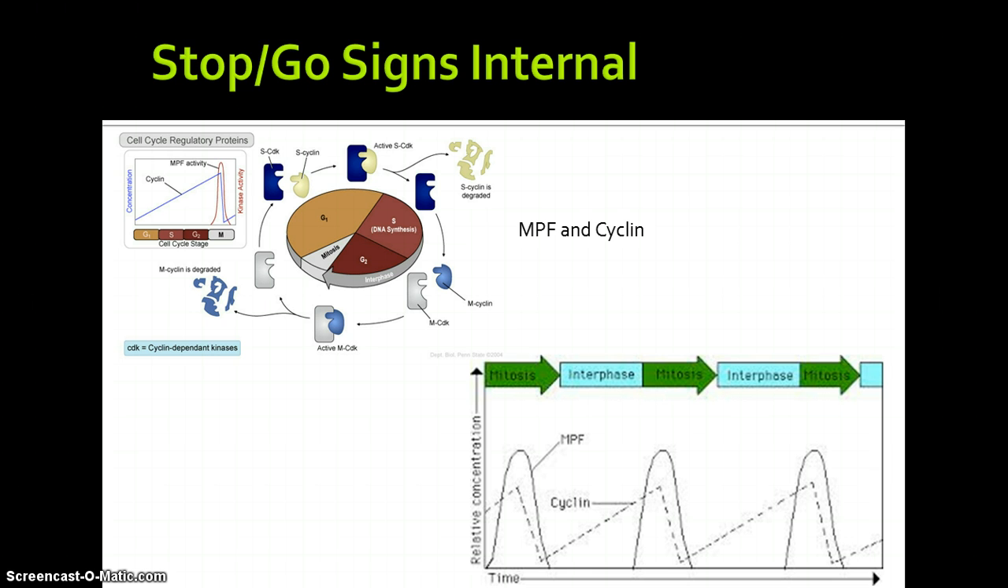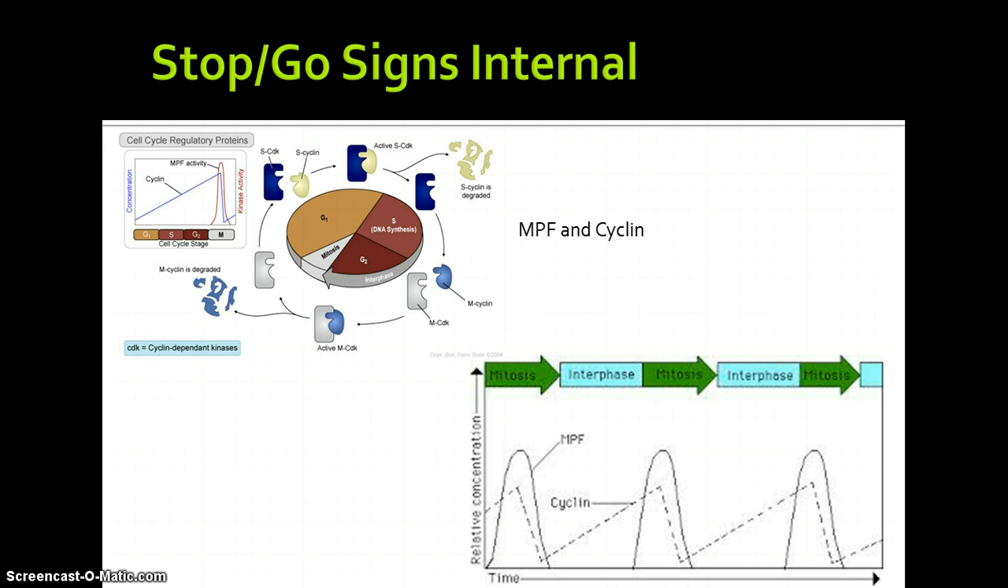So this diagram, or the graph on the right side, shows how the concentration of MPF fluctuates and how the concentration of cyclin is directly related to that. And then the diagram on top shows how MPF is activated by cyclin and then later degrades cyclin when it doesn't need it anymore.